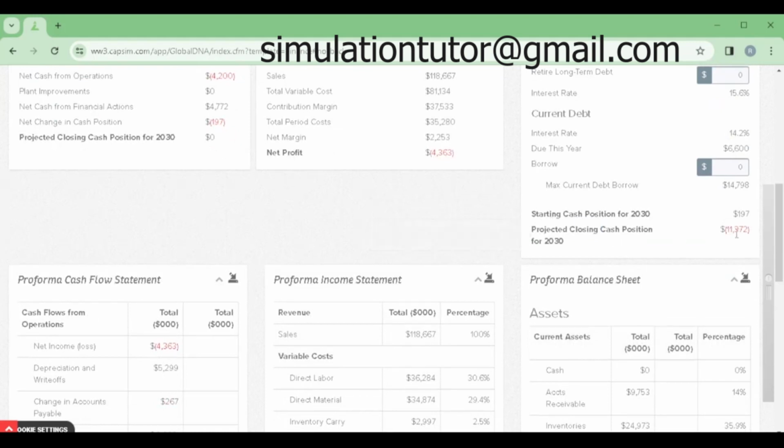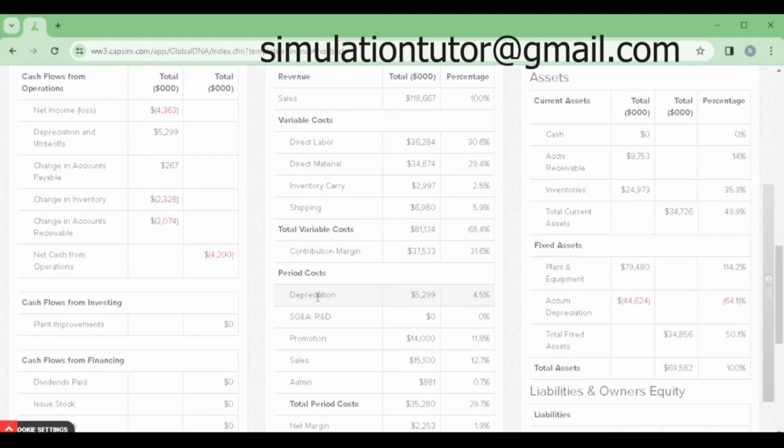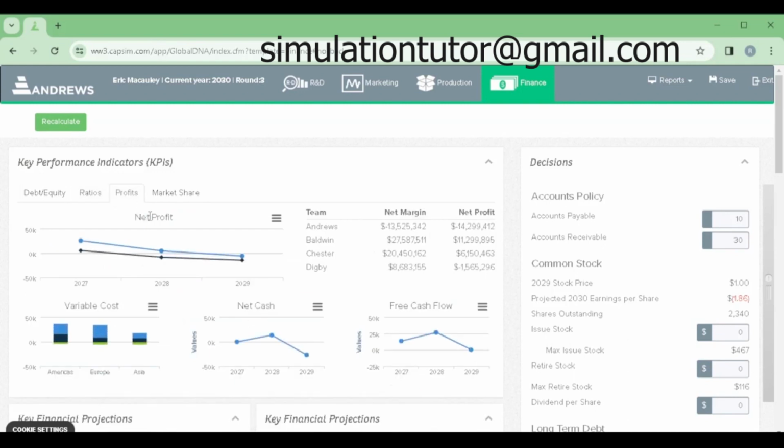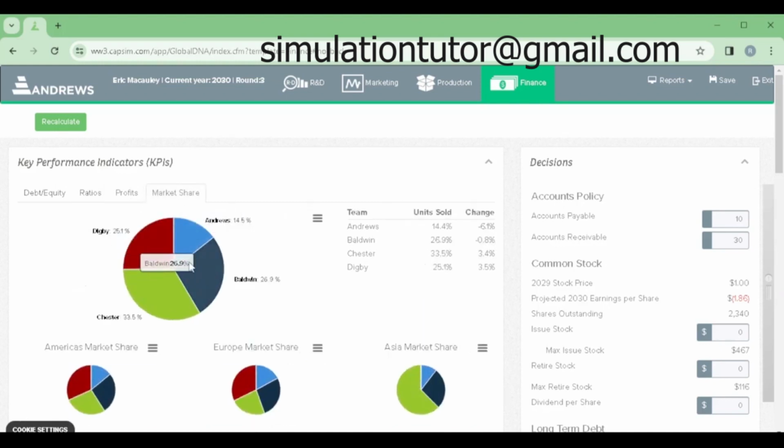Remember, we have not made any decisions. That's why you can see our closing cash position is kind of negative. Lastly, you can see here the ratios, the ROE, the ROS, the ROA, the return on equity, the return on sales, all that. We have the profit, the net profit, the net margin, and the net profit for all our teams. And then we have the market share, where you can see which company has the highest market share.